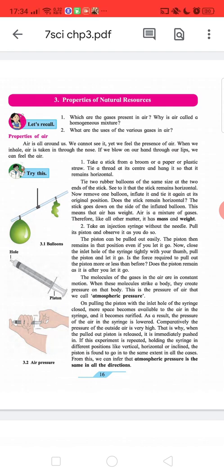Properties of air. Air is all around us. We cannot see it, yet we feel the presence of air. When we inhale, air is taken through the nose. If we blow on our hand through our lips, we can feel the air.